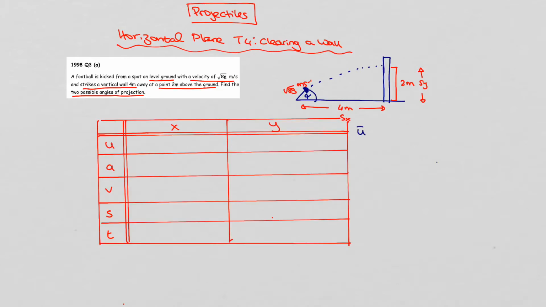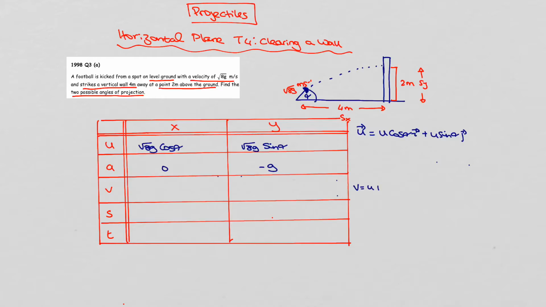So we have to remember that U is going to be U cos alpha in the i direction and U sine alpha in the j direction. So U is going to be root 8g. So that's root 8g cos alpha for x, root 8g sine alpha in the y direction. Our acceleration due to gravity is going to be 0 in the x direction and minus g in the y direction. Because our initial velocity is in the upward direction and gravity is in the opposite direction, we've assigned u to be positive and therefore g has to be negative.